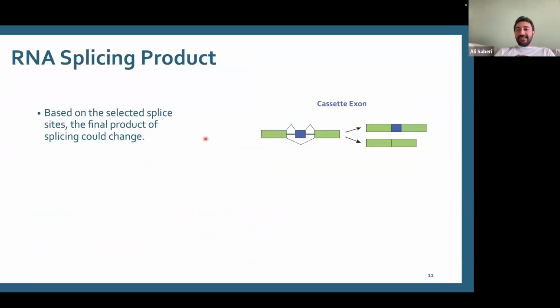Okay, so RNA splicing is super cool, super complex, but why it's really critical and essential, you may have some clue based on the slides I described. Just one example here: we call this a cassette exon situation, where we have three exons and the middle exon could be included in the final product or could be removed from the final product. We call this cassette exon included and cassette exon excluded.